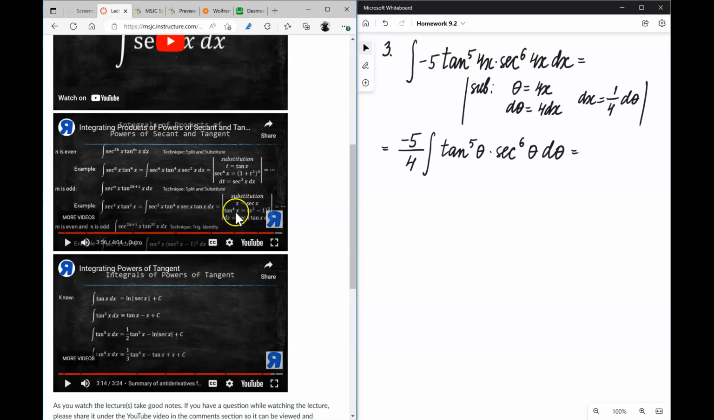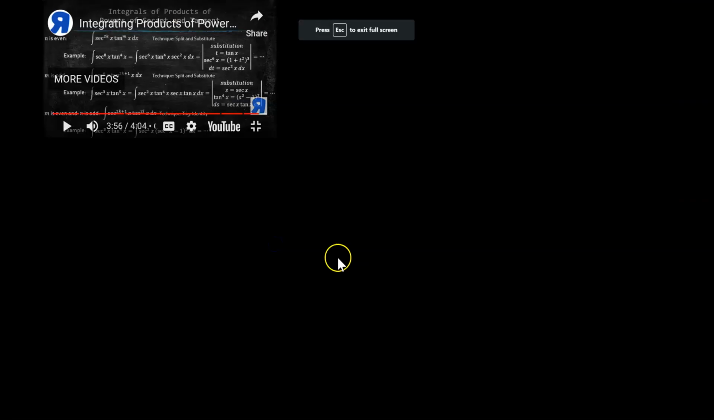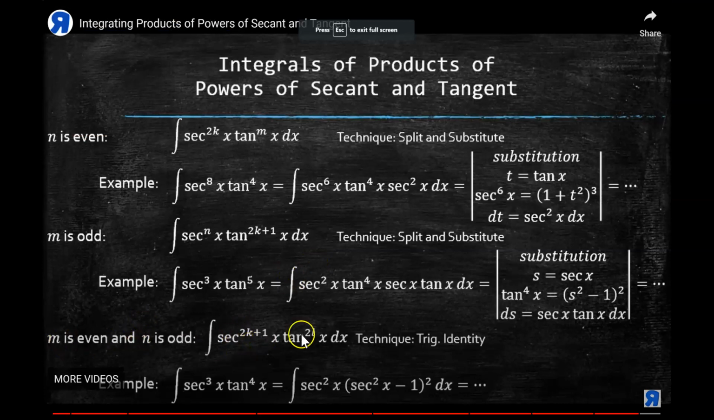And now we're going to check this method, let's check back with the lecture. So we have even power of secant and odd power of tangent. And m is even, n is odd. That seems to be the last case, right? So the one at the bottom. When m is even and n is odd, so when the power of secant is even and the power of tangent is odd, what we do is, I guess I haven't finished.